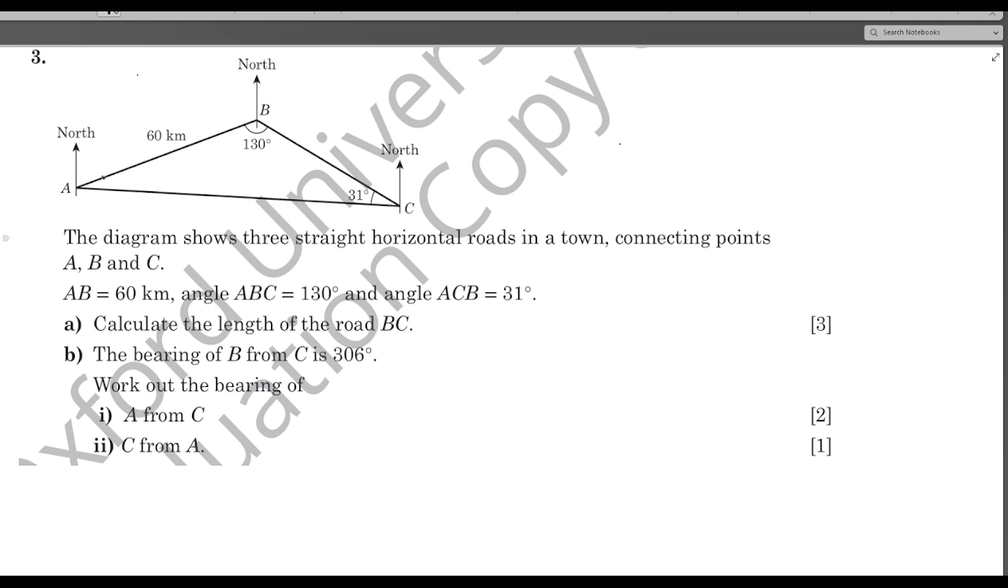So this opposite angle, from this triangle you can understand that this angle is going to be 180 degrees minus your 130 degrees plus 31 degrees, which is 161 degrees. The sum of the three angles of a triangle is equal to 180 degrees. So using the sine rule I will say BC.